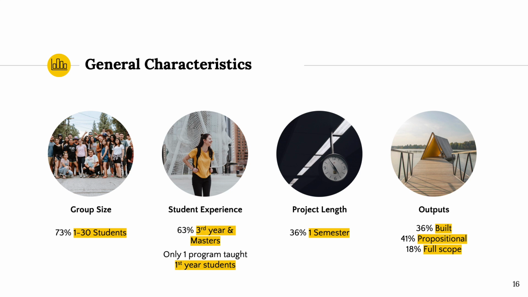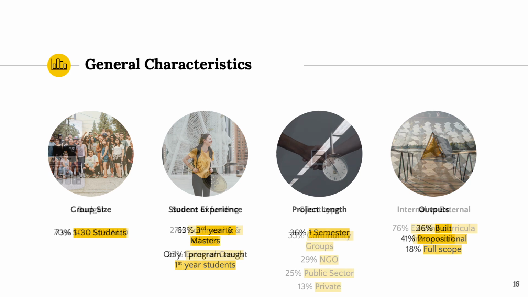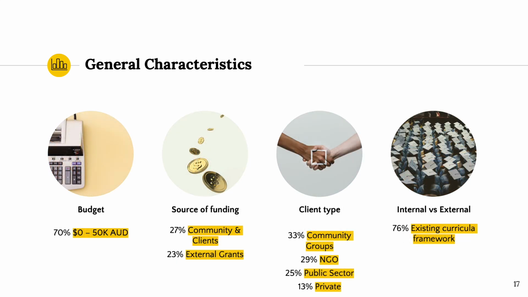In terms of outputs, 36% reported built outputs, 41% propositional outputs, i.e. site analysis, community consultation, concept designs, or design reports, and 18% were full scope projects with both built and propositional outputs. 70% of the projects had a budget between 0 and 50,000 Australian dollars, 25% of which fell in the $15,000 to $50,000 bracket. Only 13% of projects had a budget higher than $50,000.